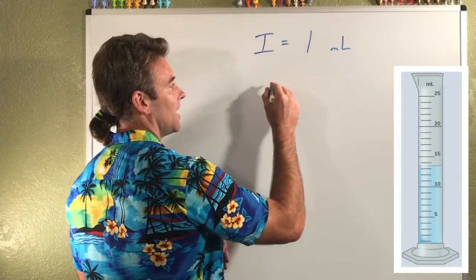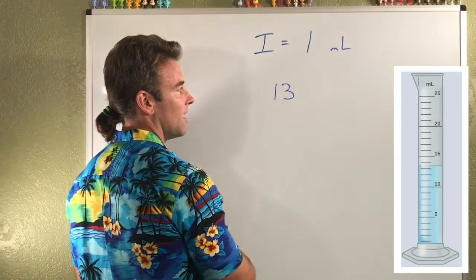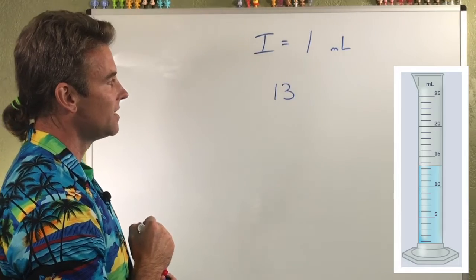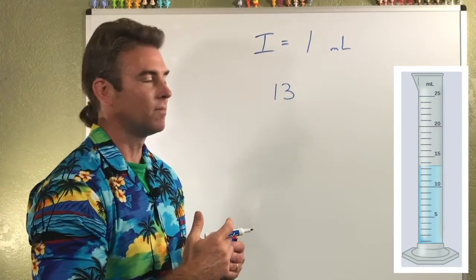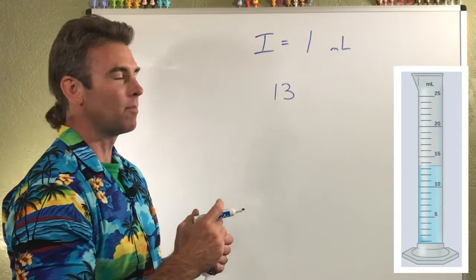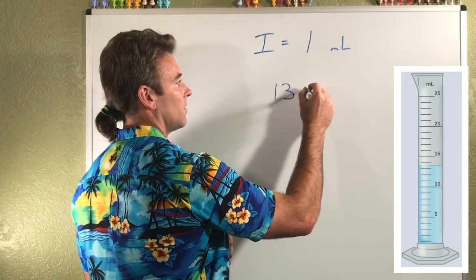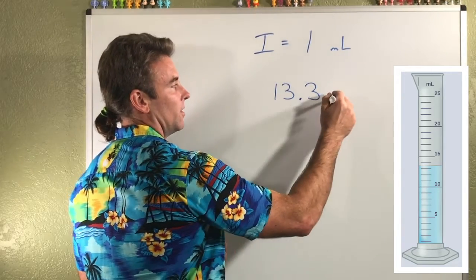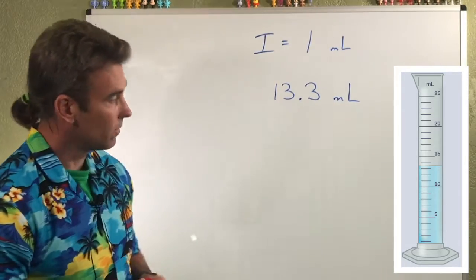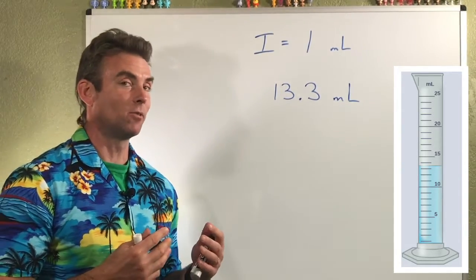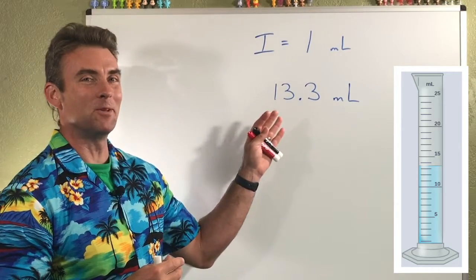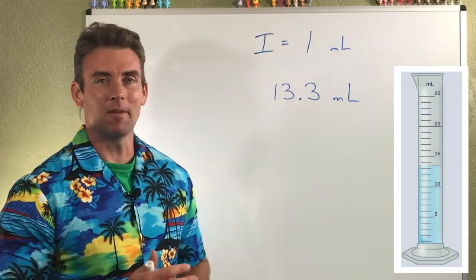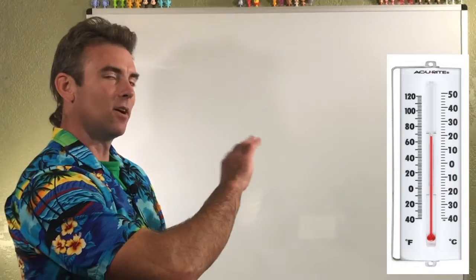So I look at that thing and I say, well, it's definitely past the 13, right? But is it closer to 14 or closer to 13? And I think that it's probably right around 3. I'm going to record it as 13.3 milliliters. So that's a correctly reported measurement. You may disagree with me, right? But as long as whatever number you disagree with me with has only the tenth place and you stop there, I'm happy.